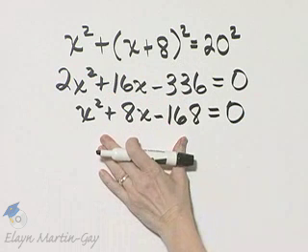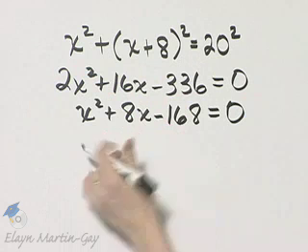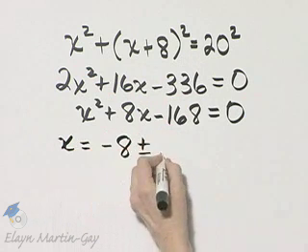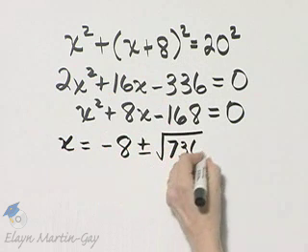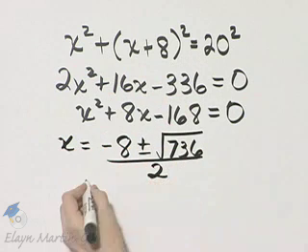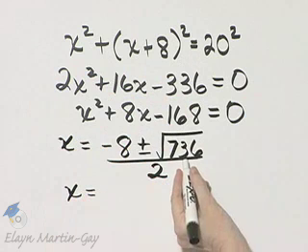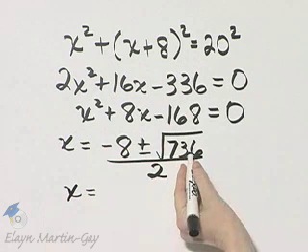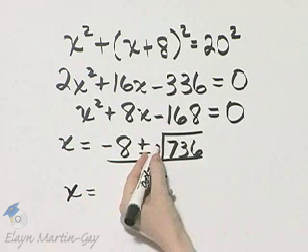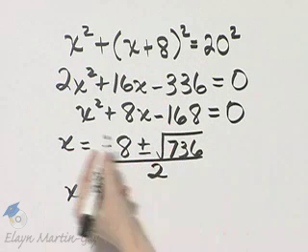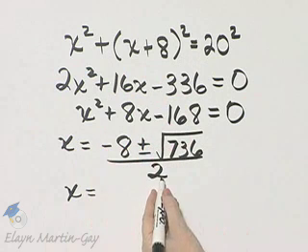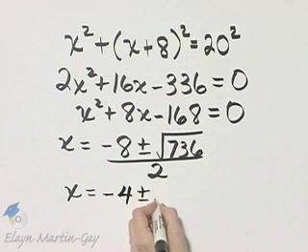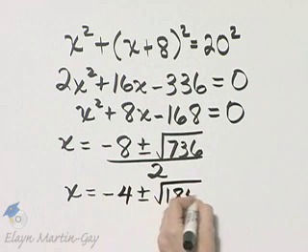Now, solve this quadratic equation by using the quadratic formula. You'll have that x is equal to negative 8 plus or minus the square root of 736 all over 2, and then you'll need to simplify this. There is a perfect square factor of 4 in 736. 736 is 4 times 184. The 4 comes out as a 2. Then you will factor out a common factor of 2 to divide out with this 2. When you do all of that, you'll have negative 4 plus or minus the square root of 184.